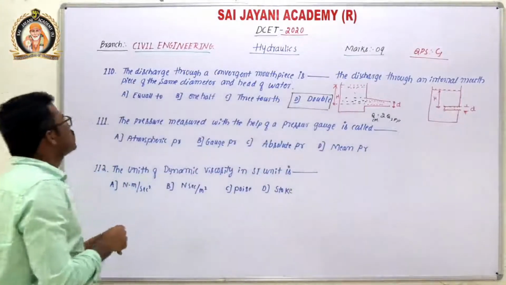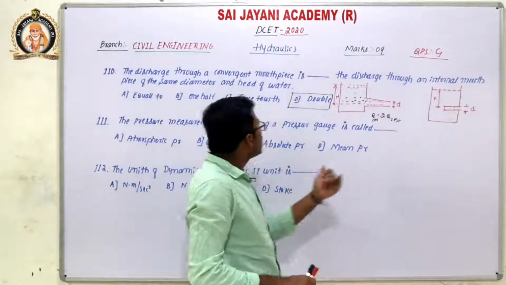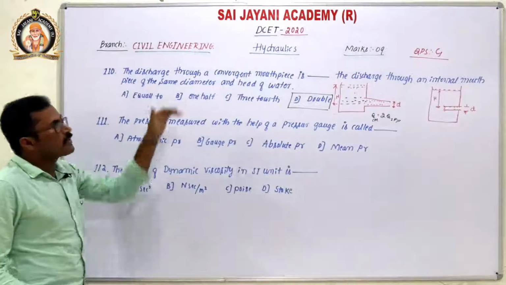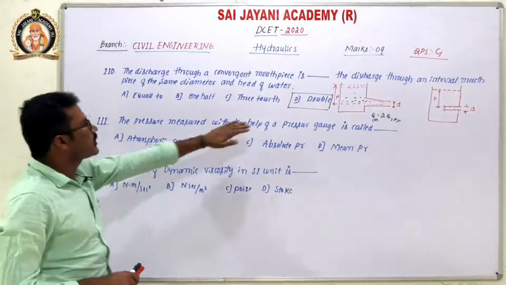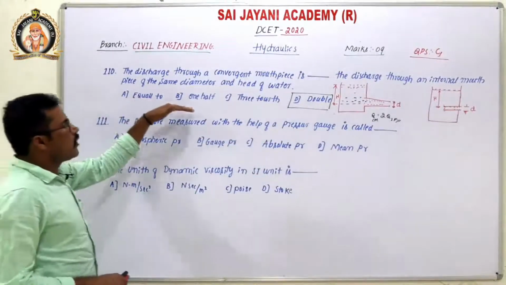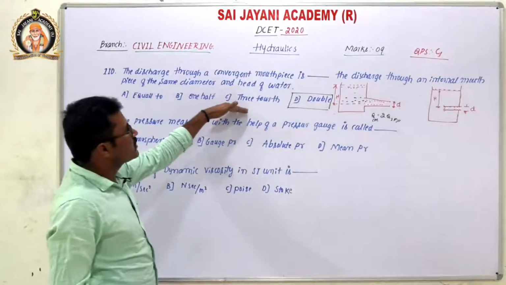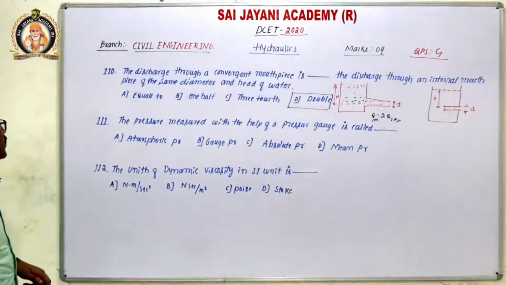So the discharge through a convergent mouthpiece is double the discharge through an internal mouthpiece of the same diameter and head of the water. So option D, double, is the right answer. It is not equal, it is not 1/2, it is not 3/4, it is the double. Next question, question number 111.